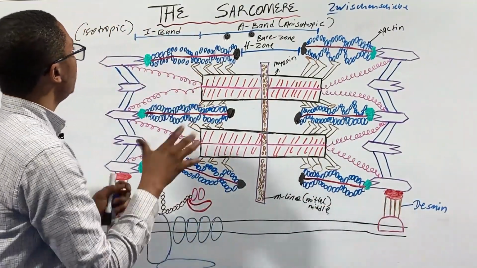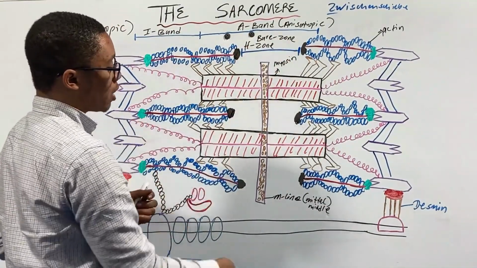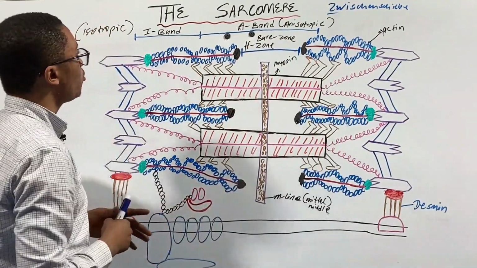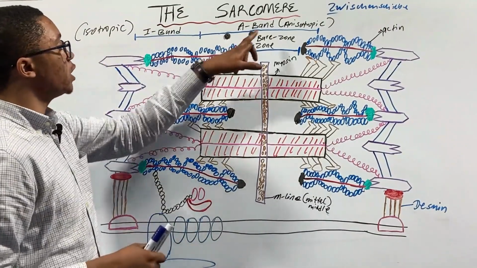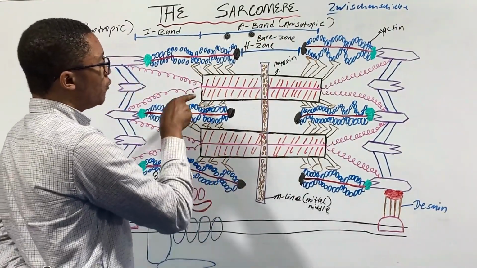Okay, so here we have the I band, the A band, the H zone or base zone. We also have the what? The M line. And remember, the I means what? Isotropic. A is for anisotropic. So let's watch closely now.